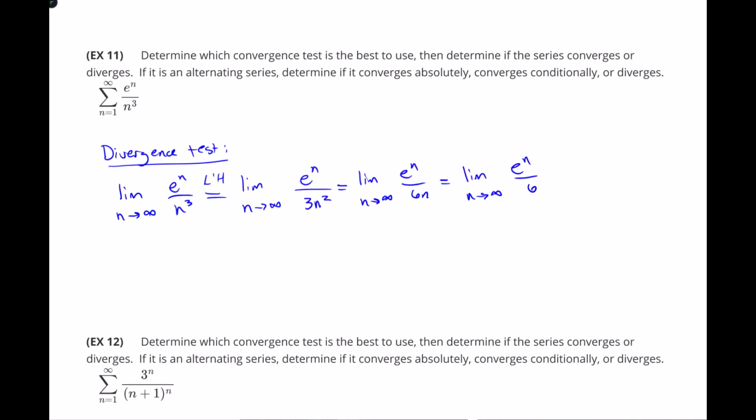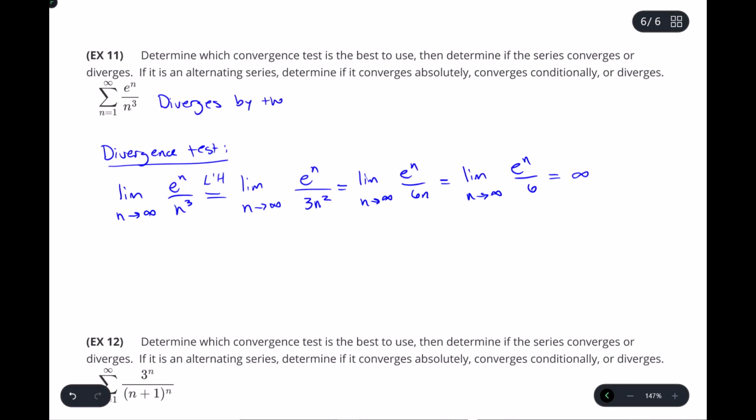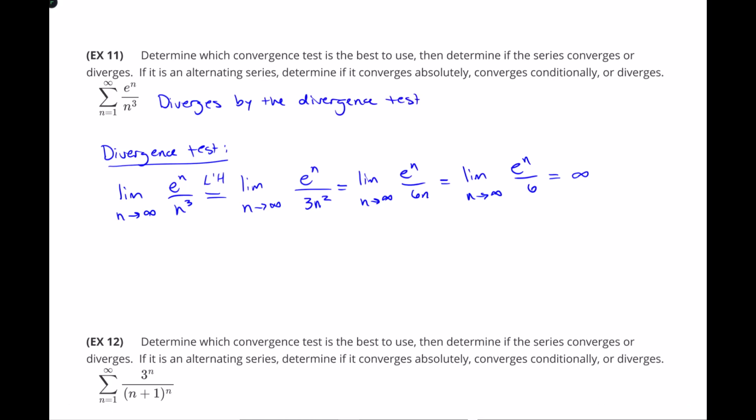Now we get a result with L'Hopital's, with the limit itself. The numerator is going to infinity, but the denominator is no longer changing. So this is going to infinity, so this diverges by the divergence test. Remember, you cannot prove convergence with the divergence test, but you can definitely prove if it diverges.